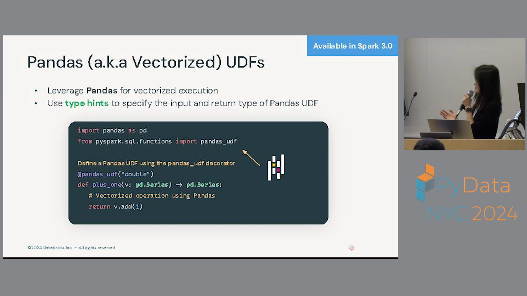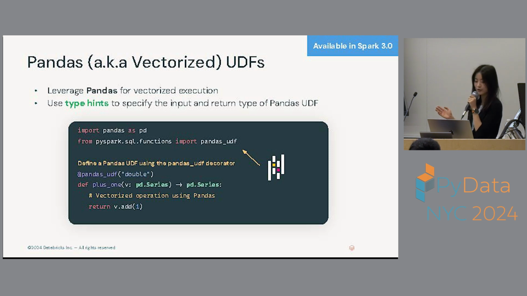While pandas UDFs can be a little bit more complicated than Python UDFs, they often offer even greater speedups by leveraging vectorized operations. You can see how to define a pandas UDF here. You just import the pandas UDF function, and it's very similar to Python UDFs, but the only difference is that instead of taking a Python object, it takes in a pandas series or data frames as the input and output.